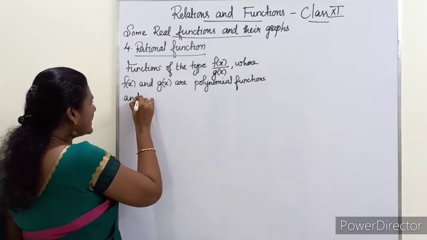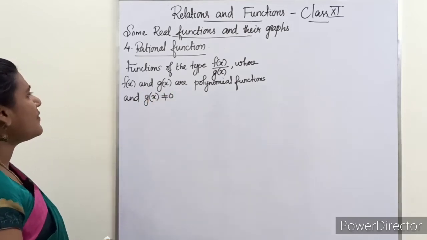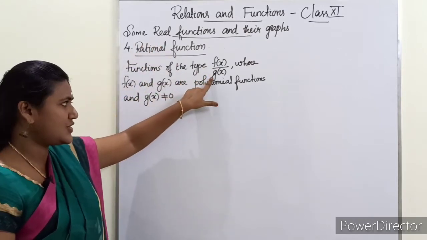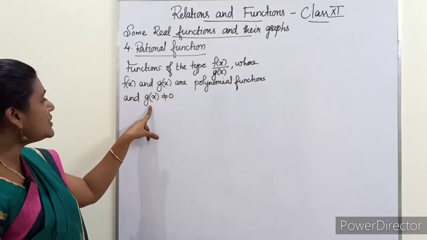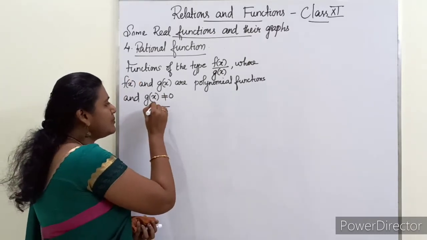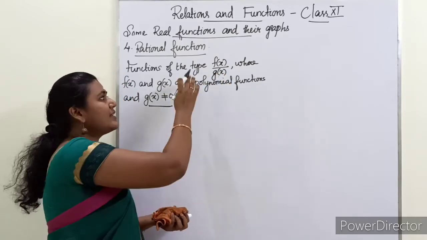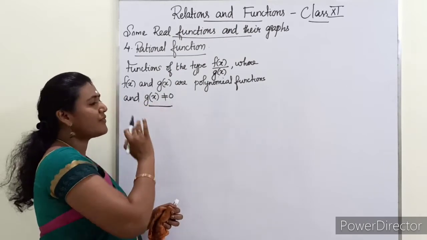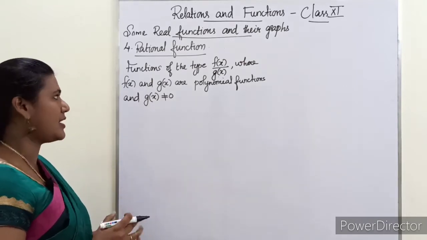And one important condition is there: g of x should not be equal to 0. So this type of function is called a rational function. Functions of the form f of x by g of x, where f of x and g of x are polynomial functions and g of x not equal to 0. Why is this condition important? Because if g of x is 0, then the denominator becomes 0 and the function is not defined. So we cannot define the function if g of x is equal to 0. So this condition is very important. g of x should not be equal to 0.